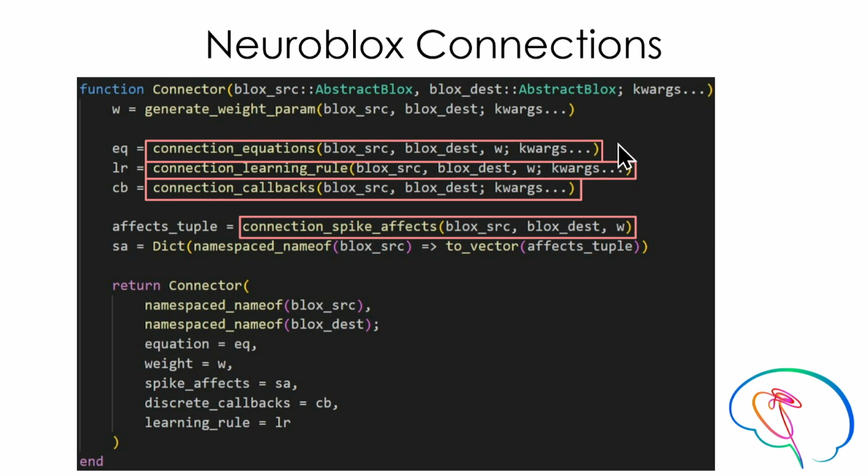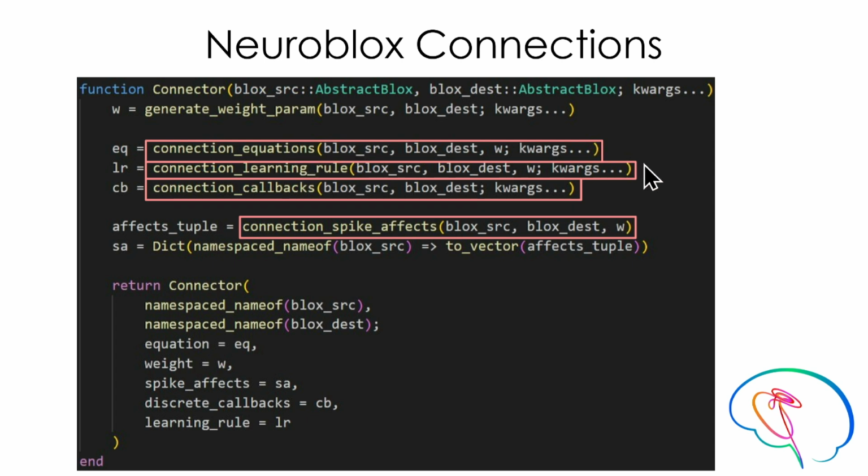So maybe the most important one is the connection rule. If you want to write your own connection equations, you can import this function. You will see how to do that in the exercises, and just write your own function definition, and that adds another dispatch for this function. So when NeuroBlox tries to connect your blocks with other blocks, and you have connection equations defined for your blocks and another type of blocks, then it's going to call your function.